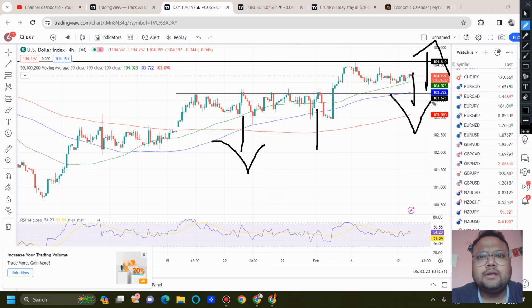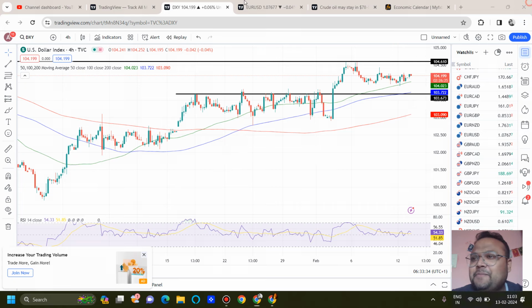It may sound simple, but when it comes to live trading, news trading is considered the toughest form of trading. So do not gamble. Now let's look at the chart of Euro USD.